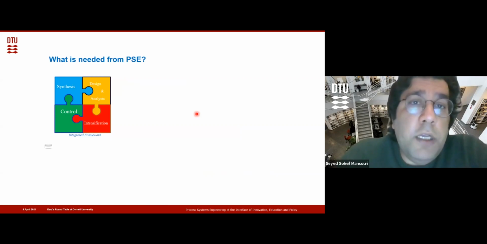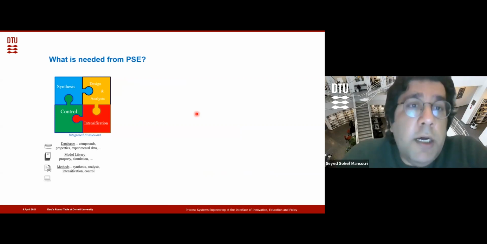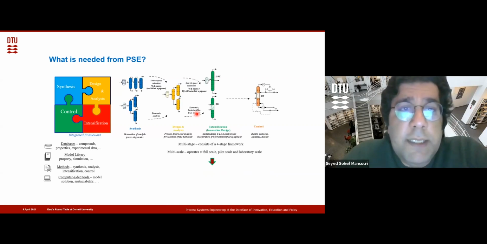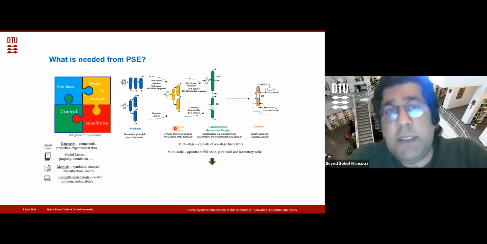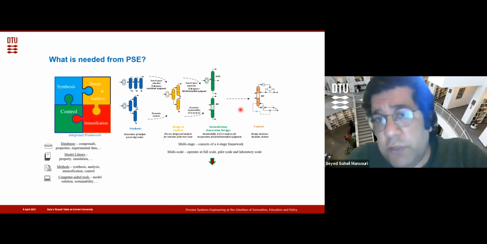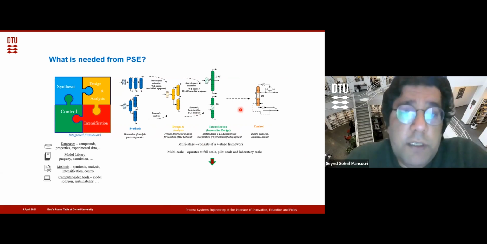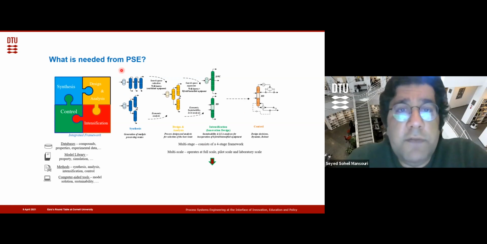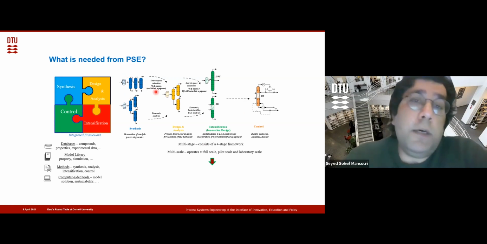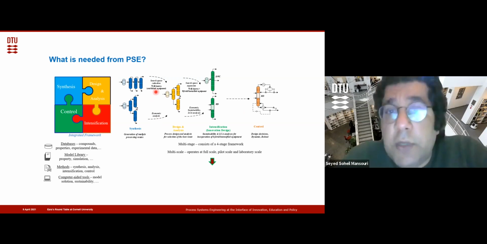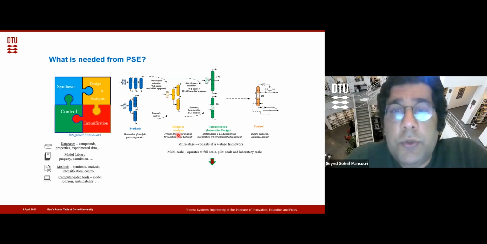So what is needed from process systems engineering? In a nutshell, we need databases for compounds, properties, and experimental data. We need model libraries, we need methods, we need computer-aided tools for each one of these stages in process systems engineering, in each one of these main steps where it is very dominant. First being synthesis, where the objective is to find the optimal process routes, and design and analysis, where we actually look into the process designs and try to identify their bottlenecks.